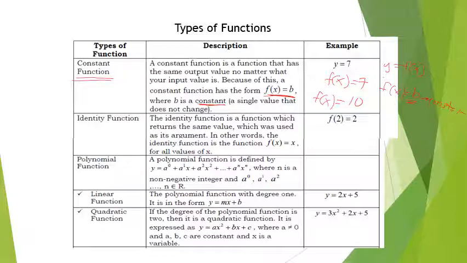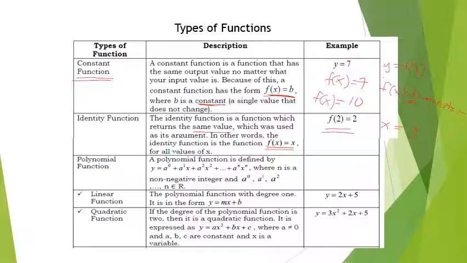Second naman, identity function. The identity function is a function which returns the same value which was used as its argument. In other words, the identity function is the function f of x is equal to x for all values of x. So, pwede ito. F of 2 is equal to 2. Identity siya. Pag tinawag na identity, kapag ang x value ay equal sa y value.